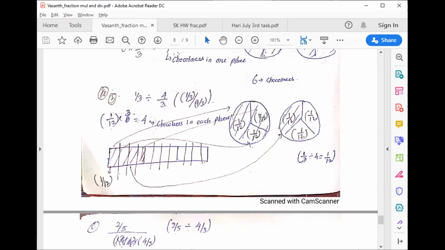And Vasant also asked a question about reduced fraction. We will come to that. Yes, that's a very good question, very important question. And we will come to that.